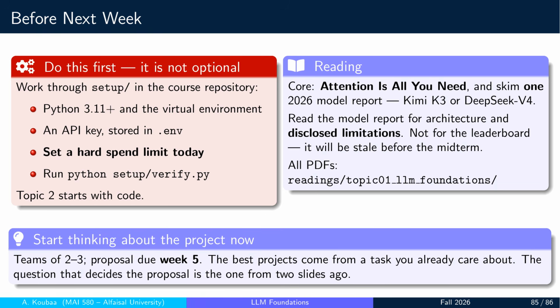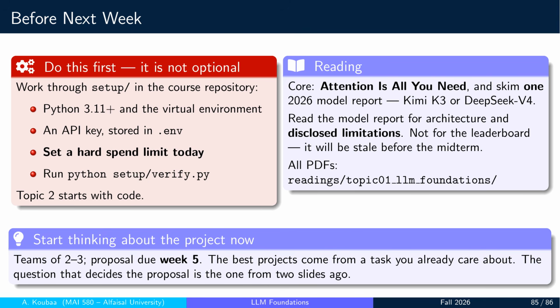Before next week, there are 2 things to do, and the first one is not optional. First, work through the setup folder in the course repository, Python 3.11 or later, and the virtual environment, an API key stored in the .env file, and set a hard spending limit today, not later. Every provider has this setting, and I want it set before you make your first call, because an agent in a loop can spend money faster than you can watch it. Then run the verify script. Topic 2 starts with code, so a broken environment costs you the session.